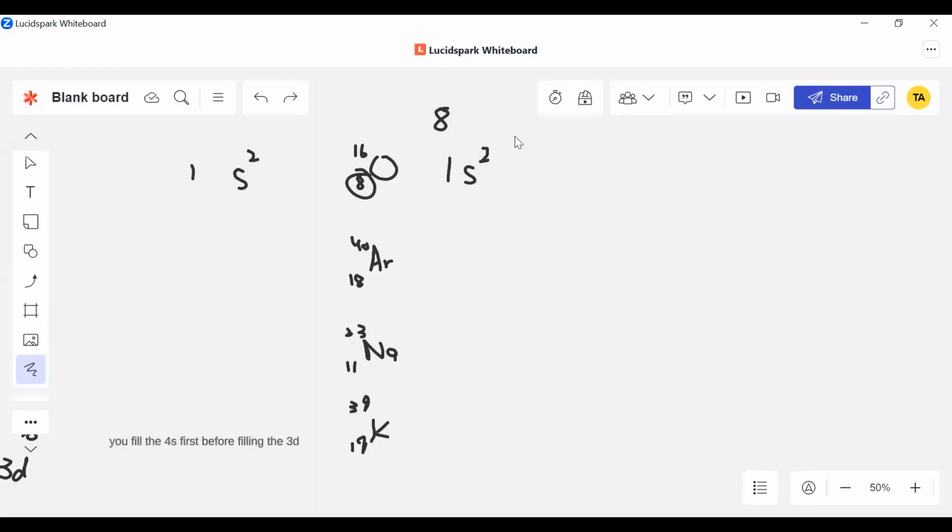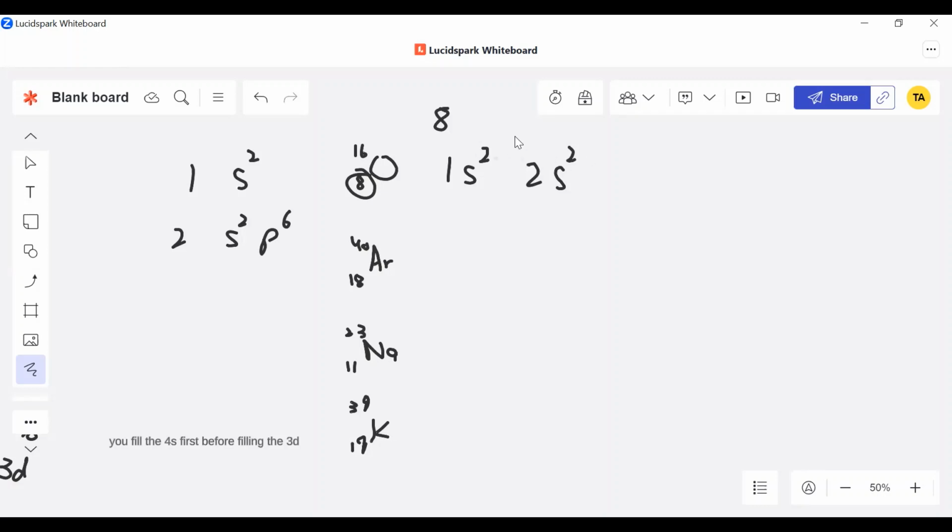Then I move on to the second shell. The second shell can hold 2 subshells, the S and P. And I told you earlier, P can hold 6 electrons and S can hold 2 electrons. So I write the shell number 2. I write S. I write 2 because it can hold 2 electrons.